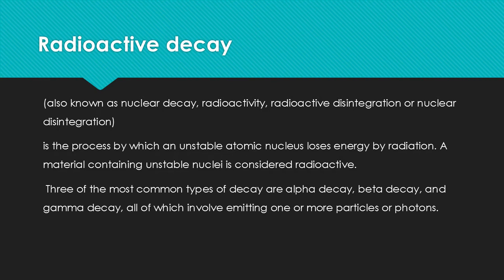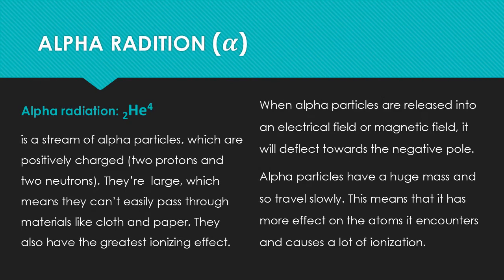There are three common types of decay, which are alpha decay, beta decay and gamma decay, all of which involve emitting one or more particles or photons. The first type of decay is alpha decay or alpha radiation. Alpha radiation is the atom of helium, which has 2 protons and 2 neutrons.